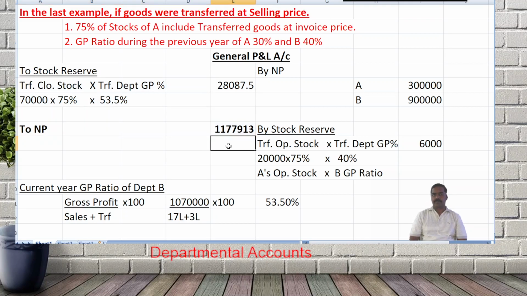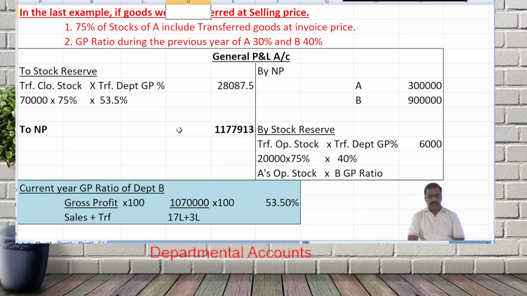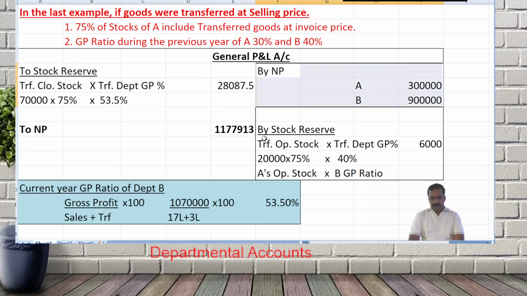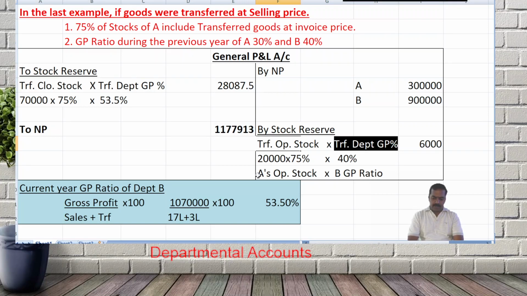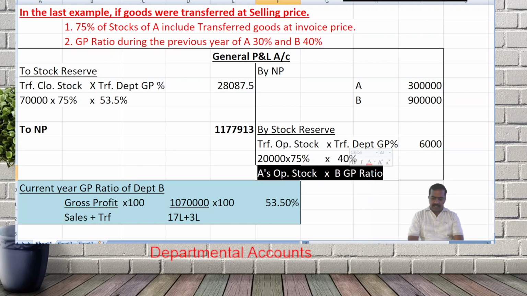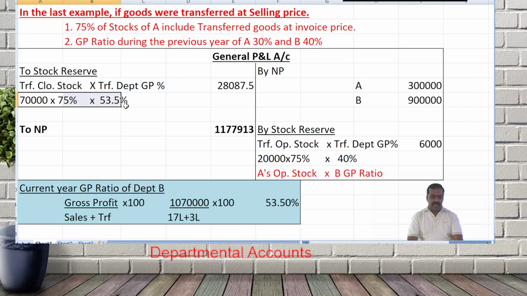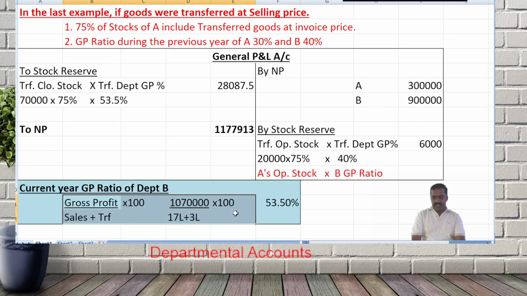Take it. So bring the net profit, opening stock, transferred goods into transferring department GP ratio. So A's opening stock into which ratio? B's ratio. Same way, closing stock into current year GP ratio. Sales plus transfer into 100, we get how much? 53.5%.